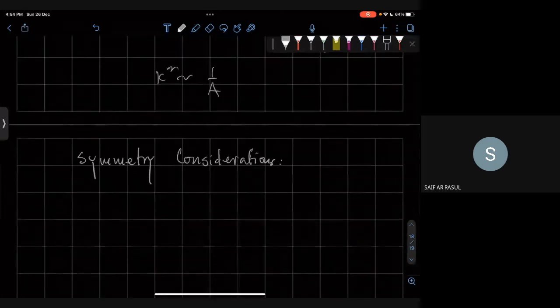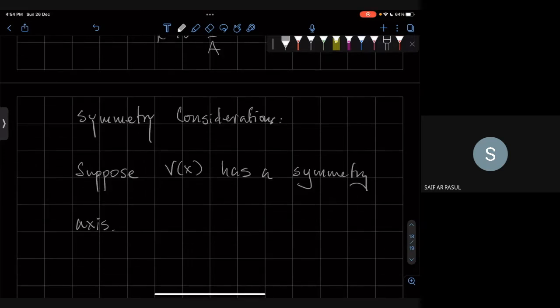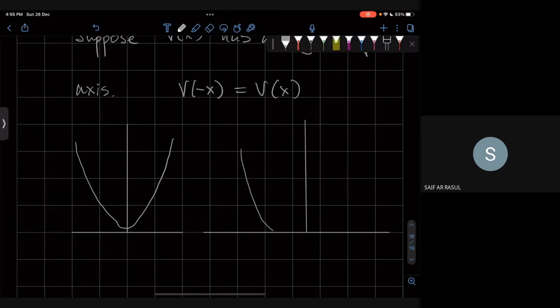So suppose we have a potential which has a symmetry axis, okay? Suppose V of x has a symmetry axis. So we can choose our coordinate system in such a way that the axis is at x equals 0. So V of x is equal to V of minus x. So examples are like this. For example, we can have a quadratic potential, or we could have a quartic potential with a constant, such that we have something like this. Okay, so these both have symmetries.